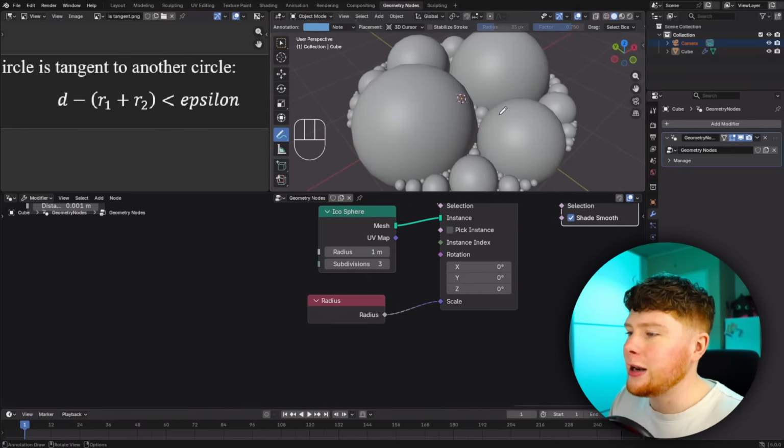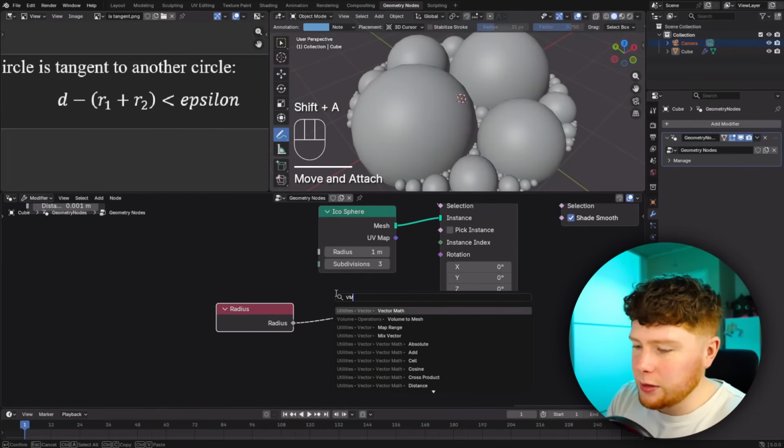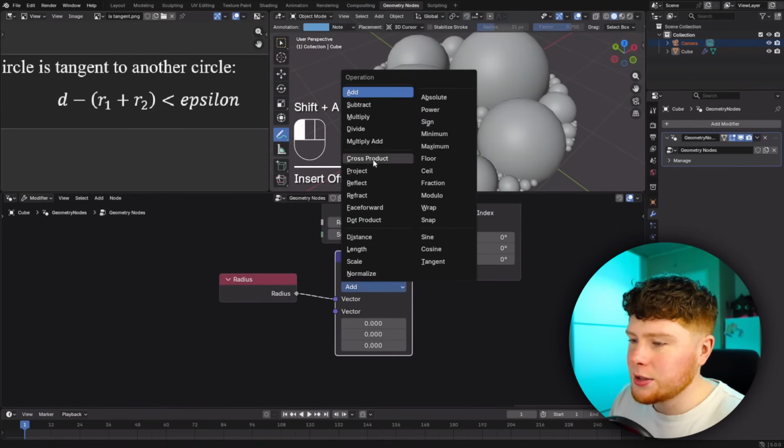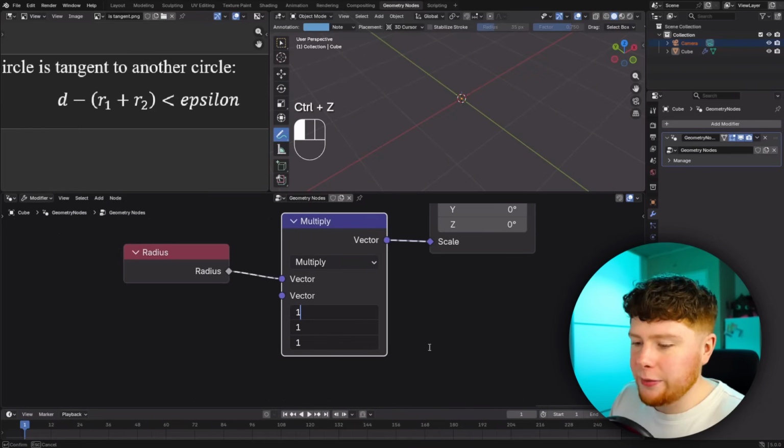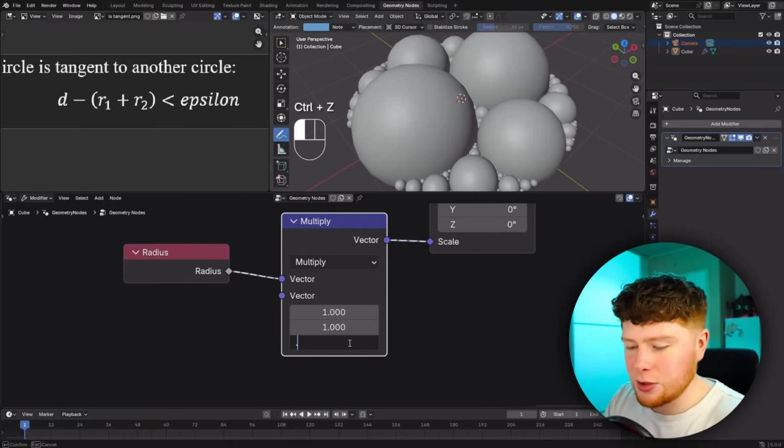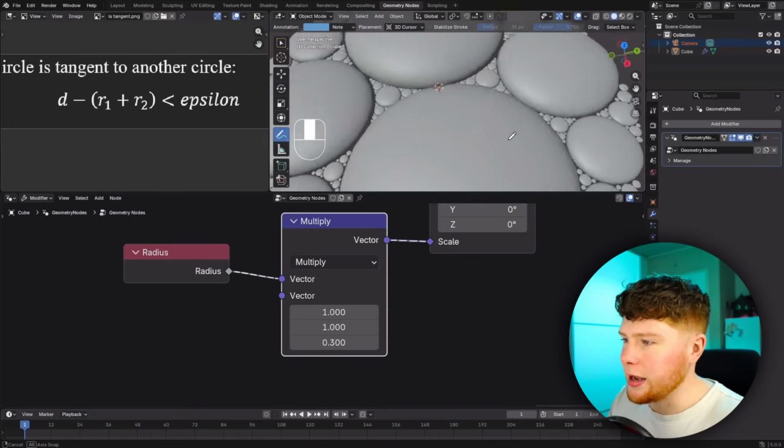Let's also flatten the icospheres by doing a vector math node over here. Set this on multiply, everything by 1, and let's set the z-axis on 0.3. And then you see that looks really cool.